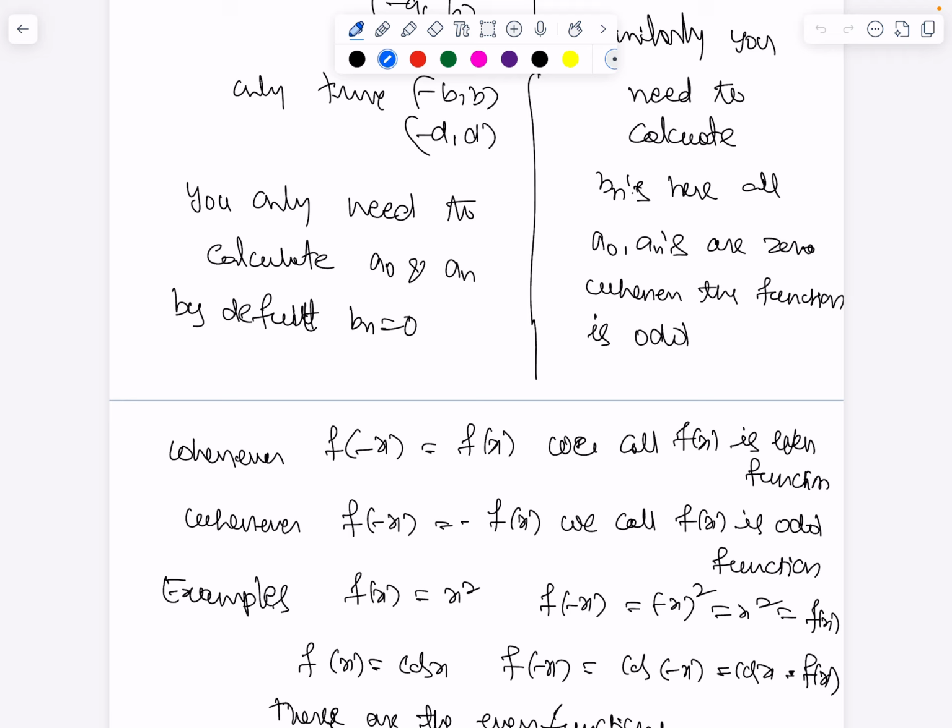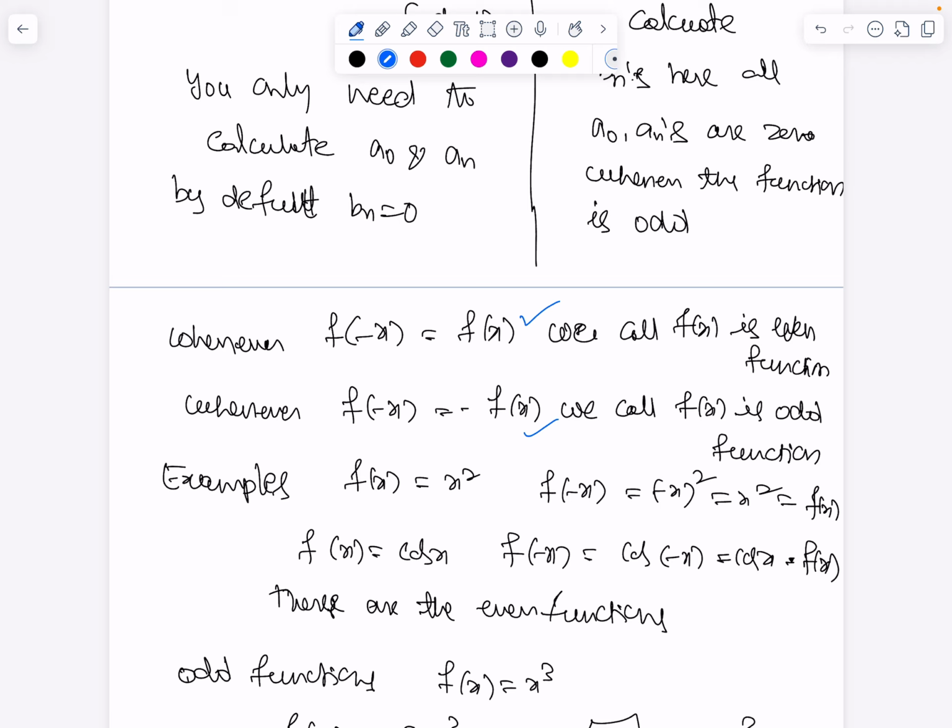A function is said to be even if it satisfies f of minus x is equal to f of x. We call that function an even function. Whenever f of minus x is equal to minus f of x, we call that function an odd function. An example of an even function is f of x equal to x square. Here you replace x by minus x, and the output is again x square, the same as the original function f of x. Hence f of x equal to x square is an even function.